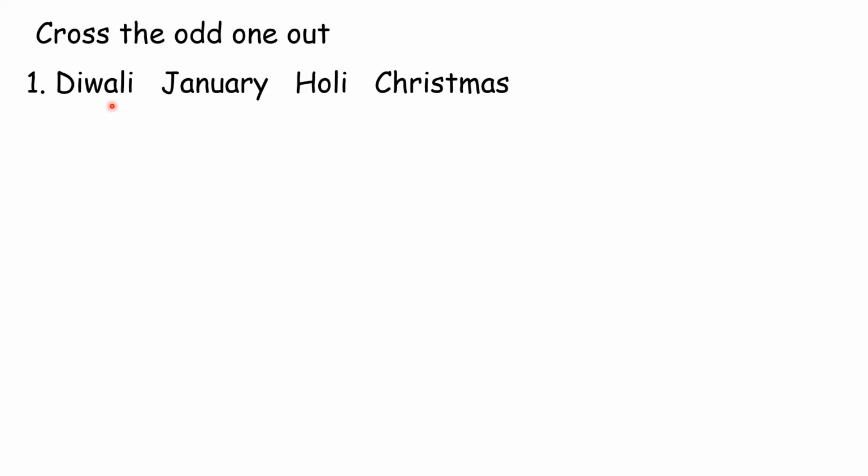Now children, we have understood about the odd one out with pictures. Now I'm going to show you words. And from these words you have to tell me which is the odd one out. The first one, Diwali, January, Holi, and Christmas. There is one which is the odd one out. Can you tell me which one it is?